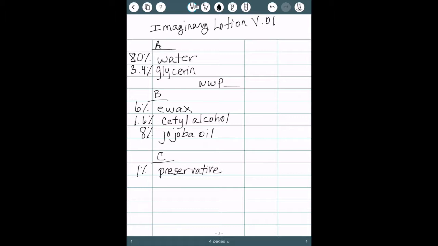So this is actually a very, very simple process. If you have a calculator or your phone or an iPad or even a piece of paper and pencil, this is a pretty simple thing to do. So the first step is going to be to figure out the size of your container. So let's say that I'm going to make one 2-ounce container.